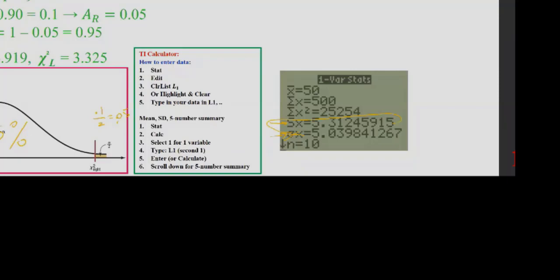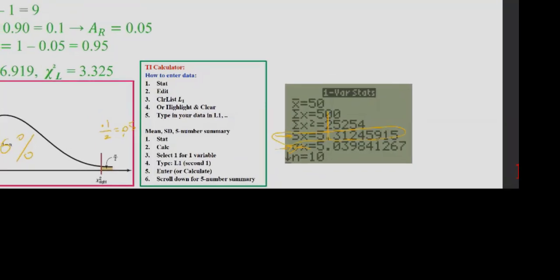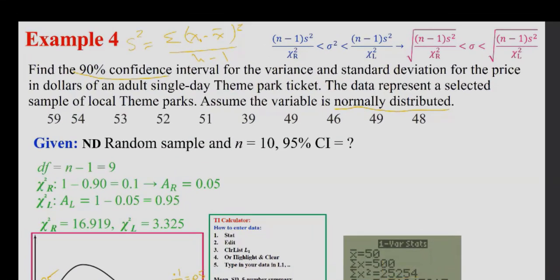So with that being the case, all we have to do is plug into the top blue formula. N minus 1 is 9, s squared. There are two values that they give us, s and sigma. We don't want sigma, we want s, remember that, because it's a sample. So this is s, and you want to square that. This is the number that you are interested in, 5.31245915. You square it and it becomes s squared.